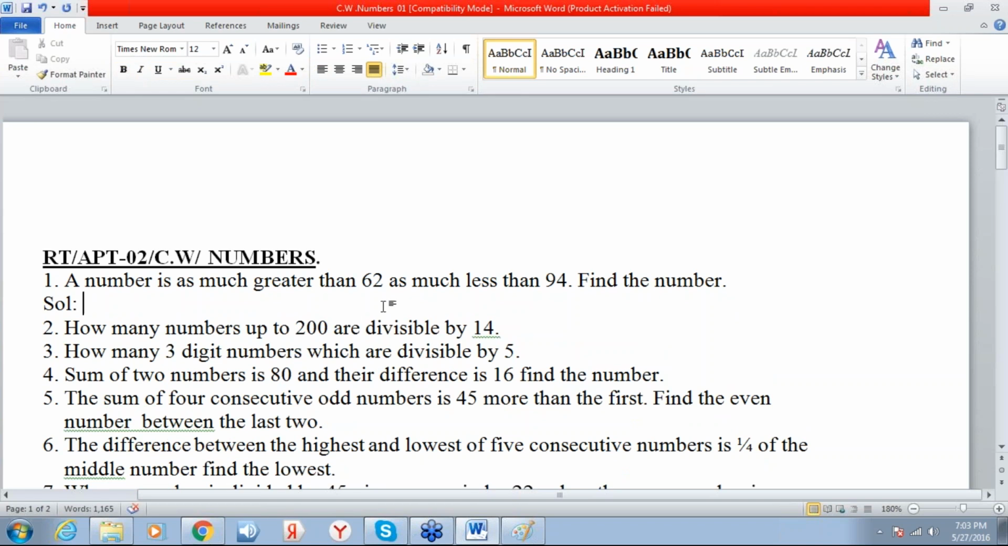A number is as much greater than 62 as it is less than 94. Find the number. What may be the number? The number must lie exactly between 62 and 94, because it is as much greater than 62 as it is less than 94. So the number is the middle of 62 and 94, right? 78.